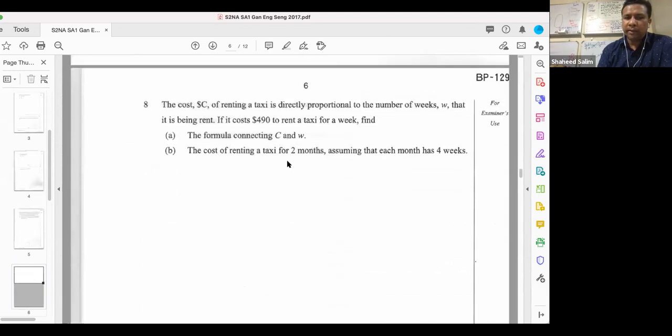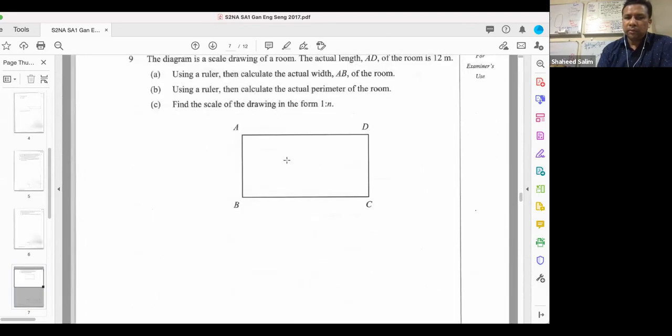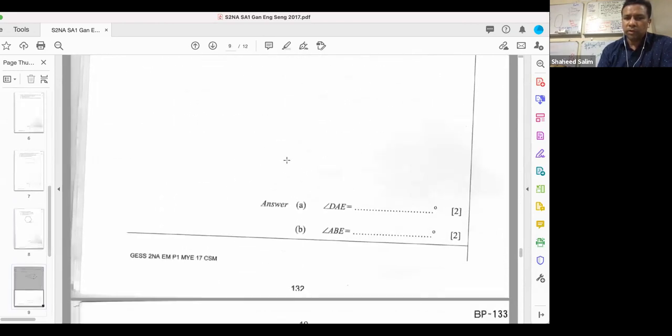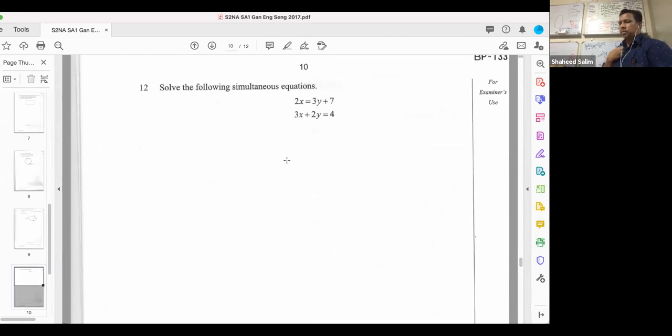50th birthday later. This one later. This one no need to do. This one not yet. This one. Can you solve the simultaneous equation?